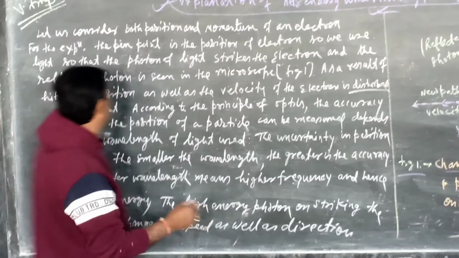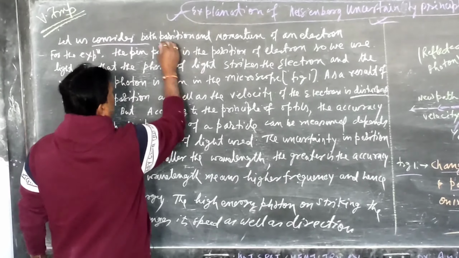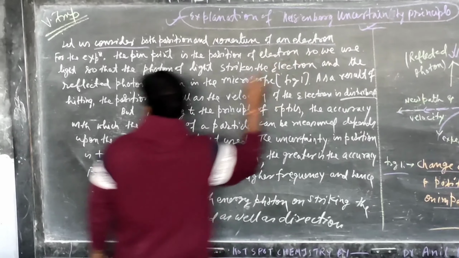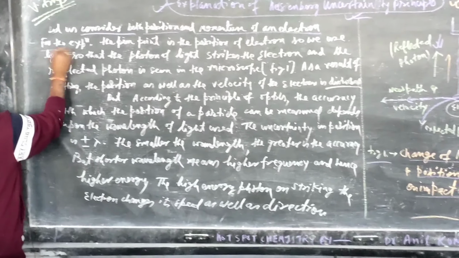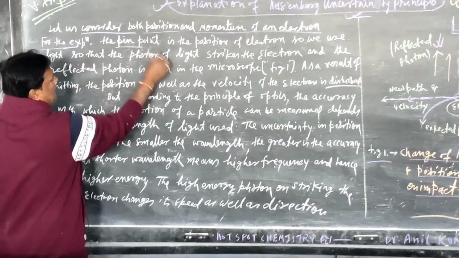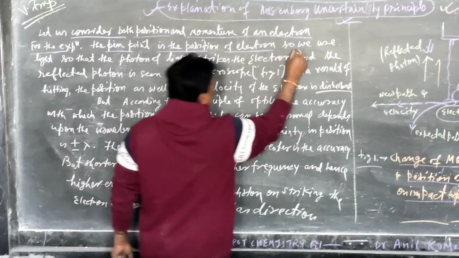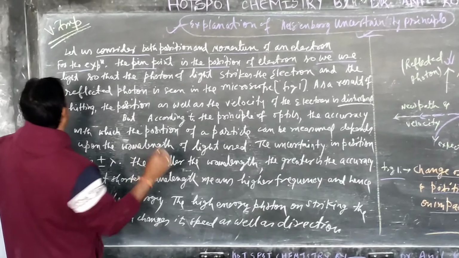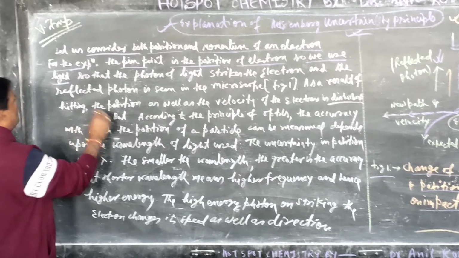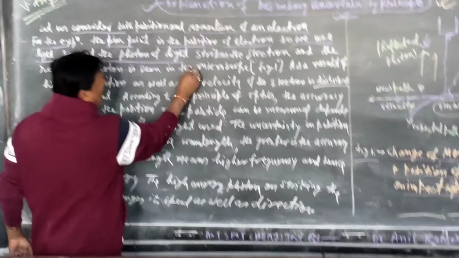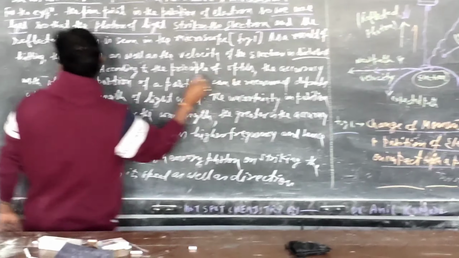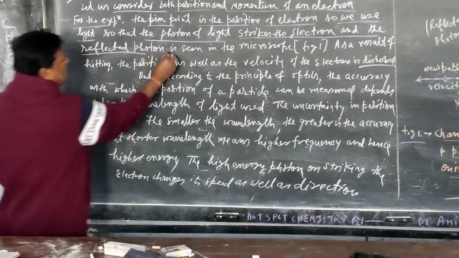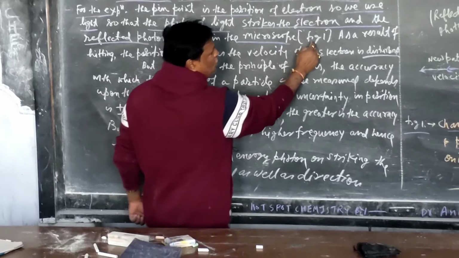Now the brief discussion about this figure is this. Let us consider both position and momentum of an electron. For the experiment, to pinpoint the position of the electron, we use light, so that a photon of light strikes the electron and the reflected photon is seen in the microscope as shown in figure 1.